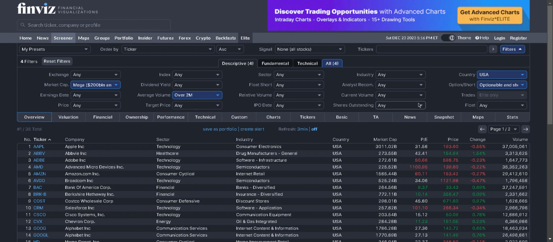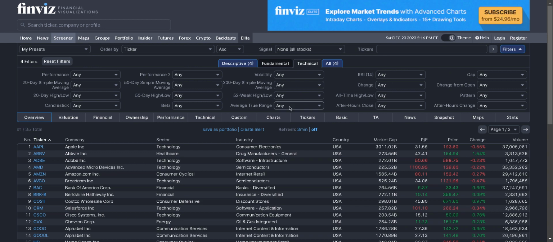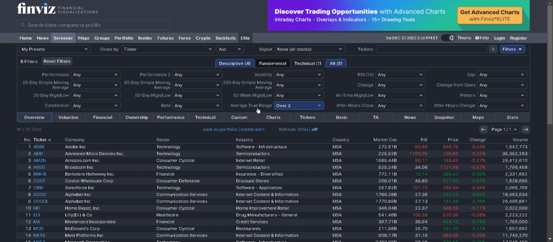And lastly, we want to check out the technicals, which are going to be average true range over 3 right here. Once again, this is something volatile. We're left with 20 stocks. These are stocks that are very good for day trading and also swing trading.